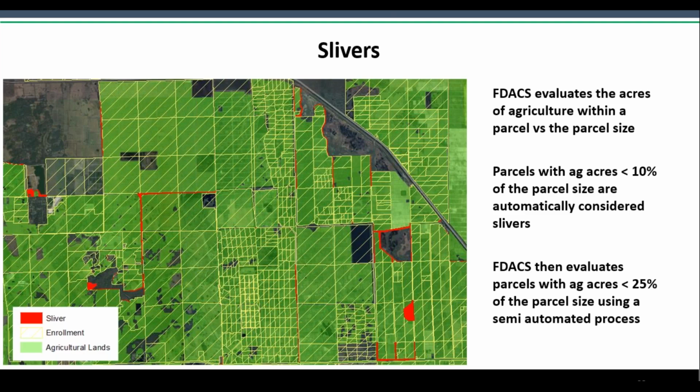And for this process, we use an automated selection to capture features where the total agricultural acres is less than 10 or 25% of the total parcel acreage. And here on the slide, we have the agricultural lands in green. We have the enrollment layer in yellow hatching, and then the red highlights where we have identified slivers. Next slide, please.